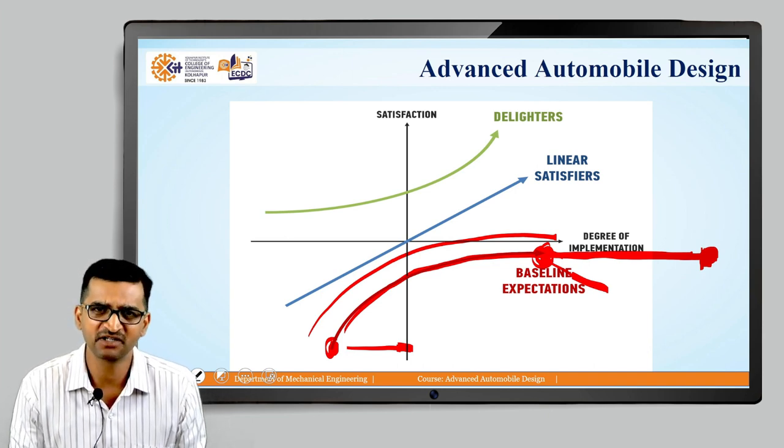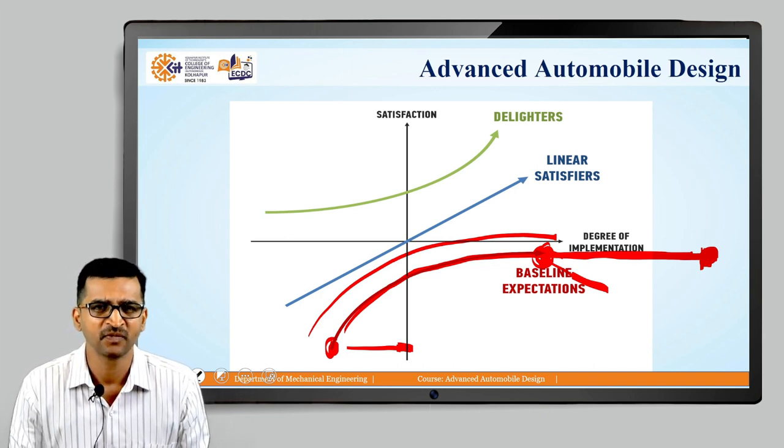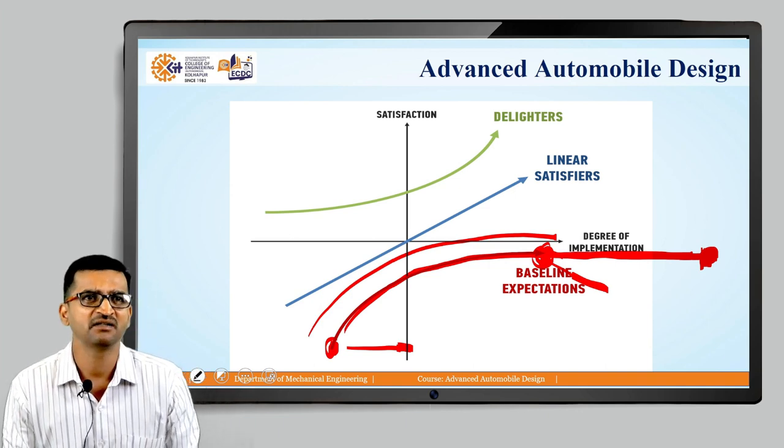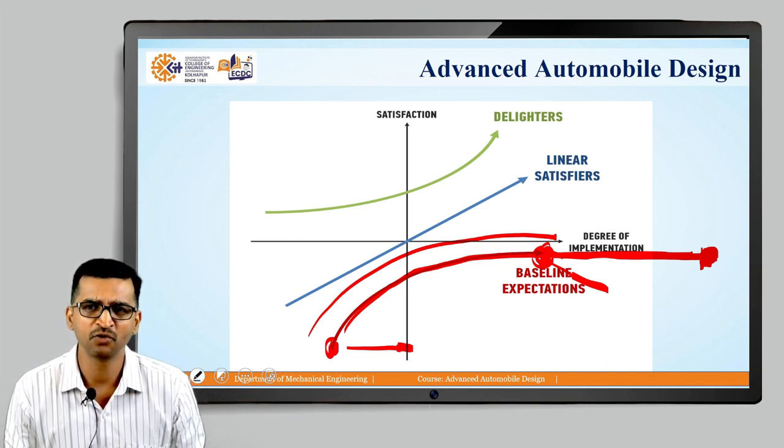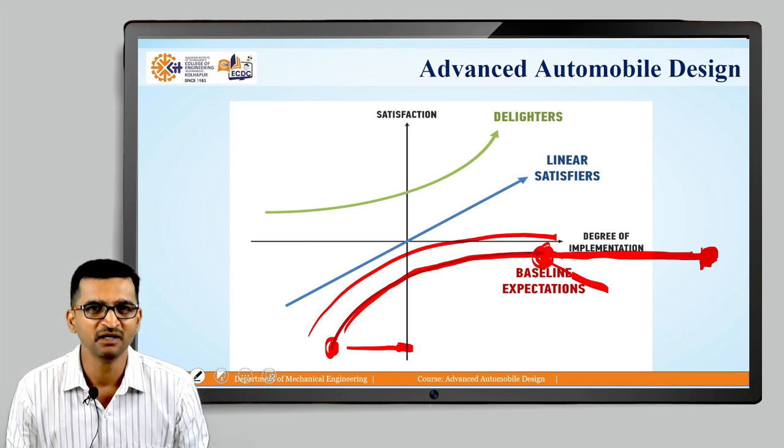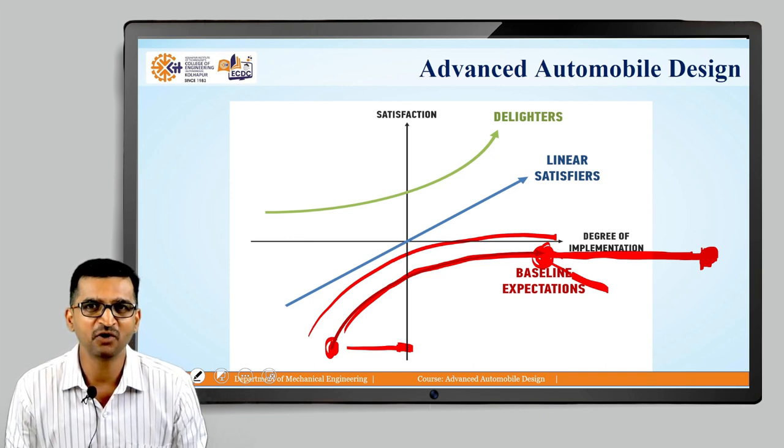Now, what are the baseline expectations? I just told you right now, cameras are a baseline expectation in phones. Similarly, people expect that there should be AC in a car. People expect that there should be automatic windows, central locking. All these things have become baseline expectations.